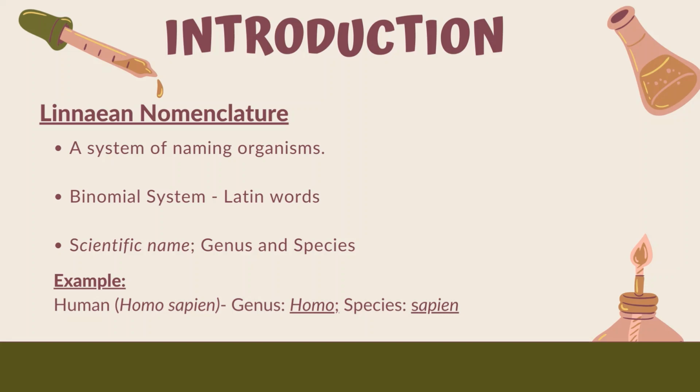Firstly, it is important to know about nomenclature. Nomenclature is a system of naming organisms consisting of rules that would allow each organism to be identified in a unique way. Linnaean nomenclature is known for the binomial system, where organisms are named with two Latin words consisting of genus and species. One example of this is the scientific name of humans, known as Homo sapiens, where the word Homo is the genus and the word sapiens would be the species.